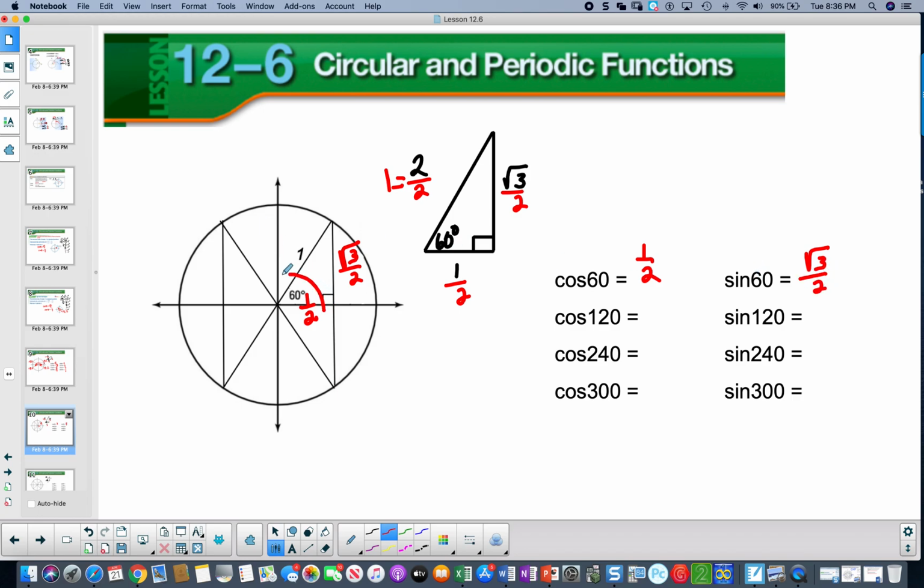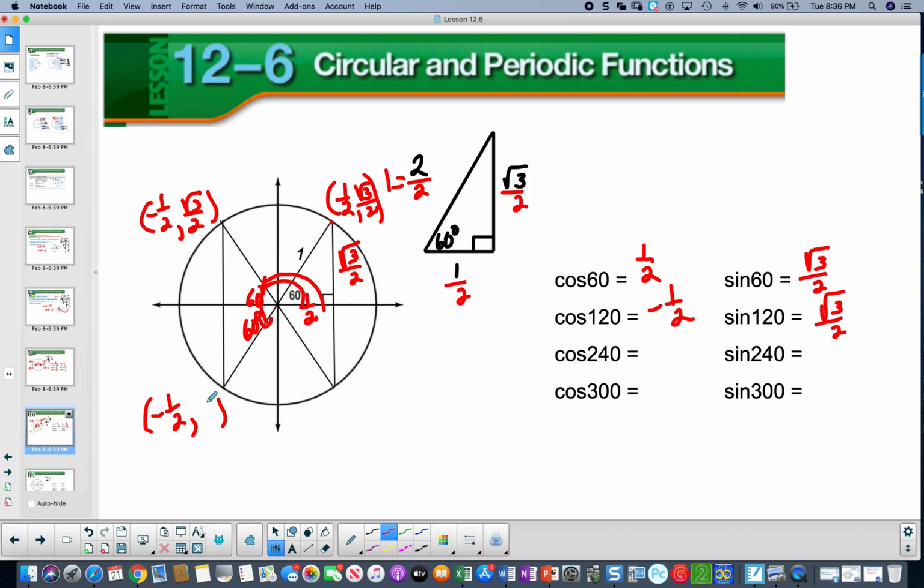Now when we do 120, again we have a 60-degree angle. We're going to have the point here, the x will be negative 1/2, and the y will be root 3 over 2. Just like at this location, it was 1/2, root 3 over 2. So now we can find these values. And when we want to do 240, which would go around here, again, the reference angle is the same. The point will be negative 1/2 again, but this time the y is negative root 3 over 2. And that'll allow us to write down these answers.